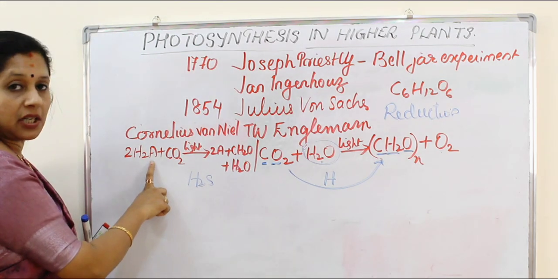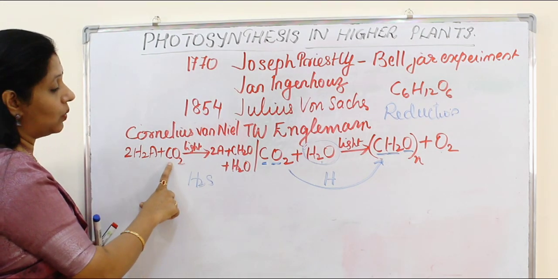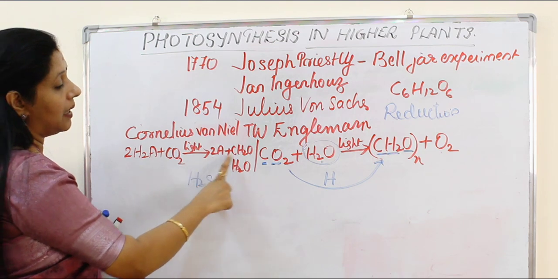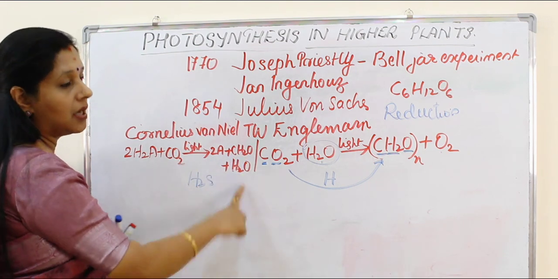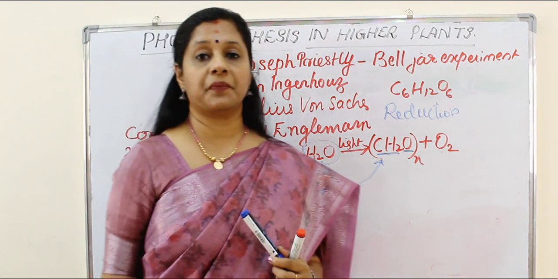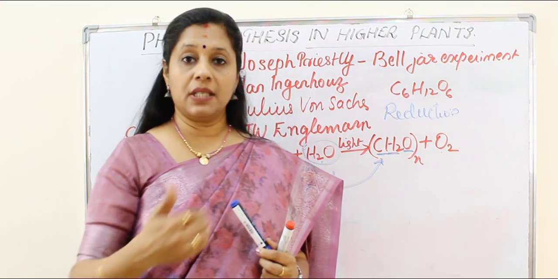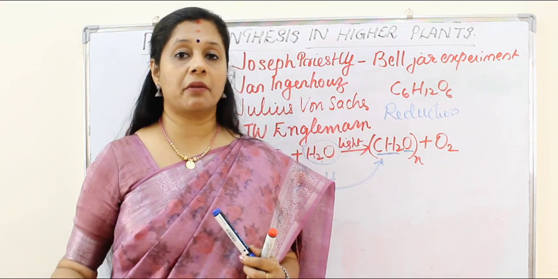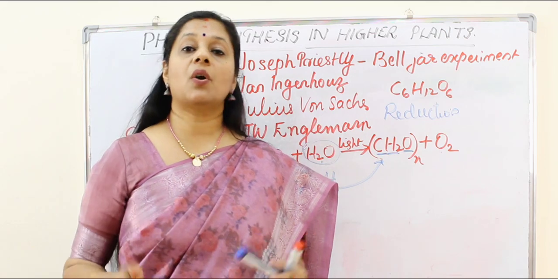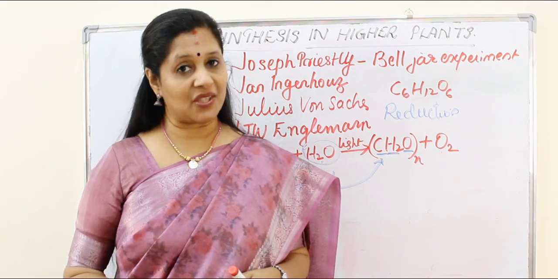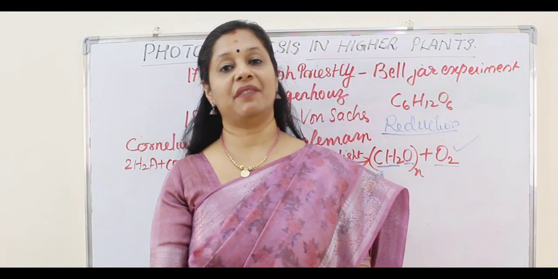So here it's a general formula, H2A plus CO2 in the presence of light gives 2A plus CH2O, this is carbohydrate, plus water, but there is no oxygen. Understood. So, this series of contributions by different scientists gives us an overall idea about the process of photosynthesis.